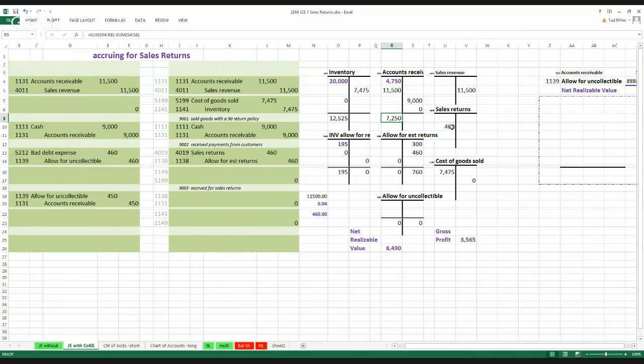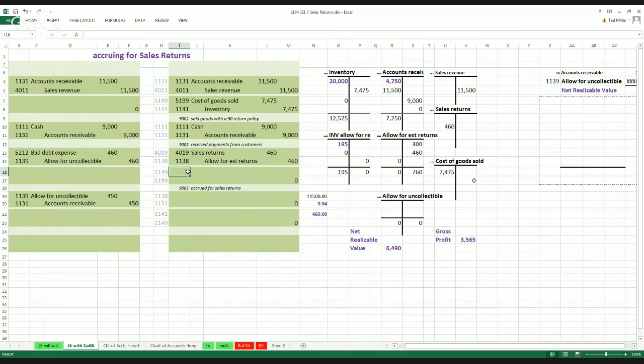The other half of the entry is sales returns. And notice that's just a negative sale. That reduces net sales. That reduces gross profit. So this entry on 12/31 reduces the net realizable value of my accounts receivable. It also reduces my net sales, my gross profit, my net income.